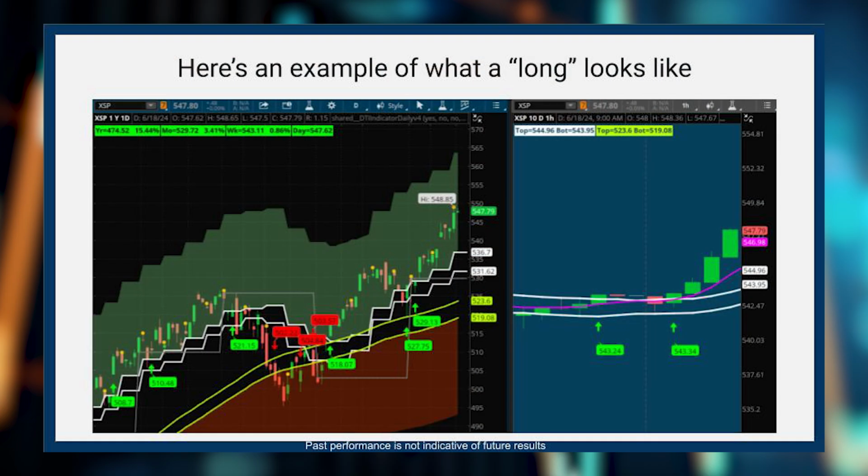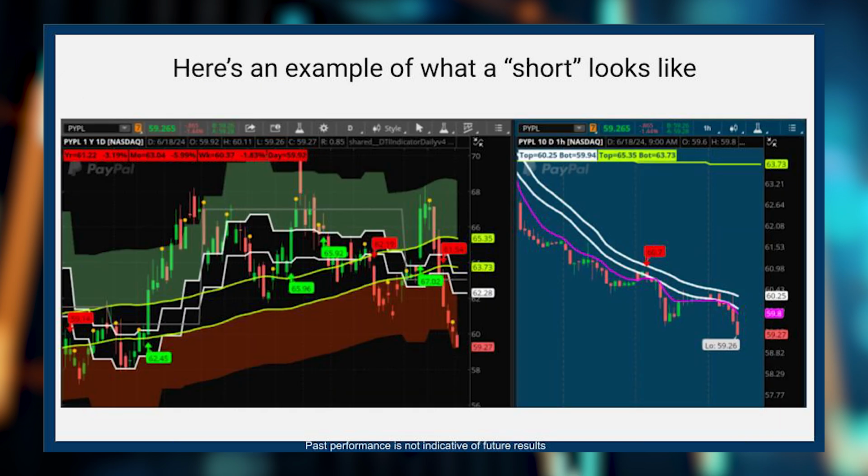Now, here's an example of what a long looks like. You take the stock, you look at it, and you say to yourself, wow, I see what you're talking about. It's going higher. And you got some background statistics to know just how high and where it should go. Of course, you use this to go into options. Here's an example of what a short looks like. Again, it recognizes things. Even general market.